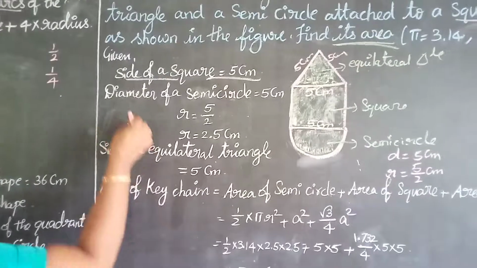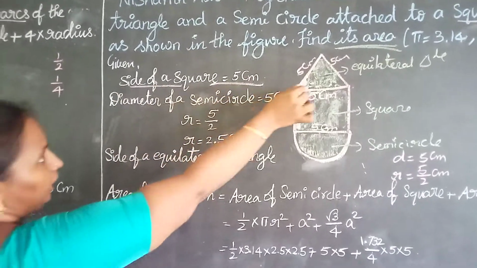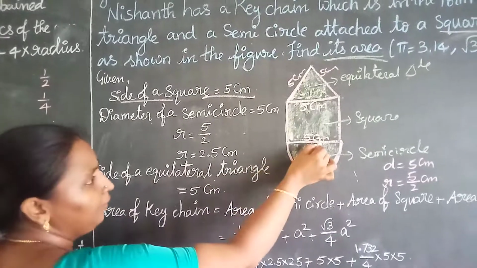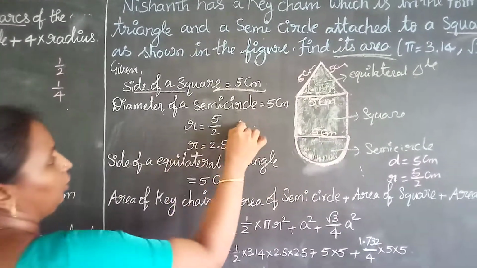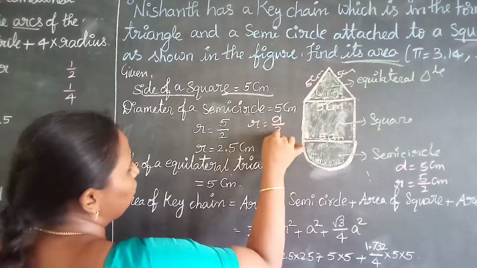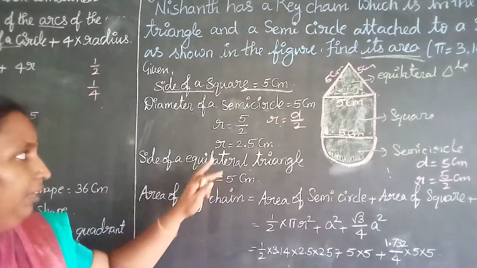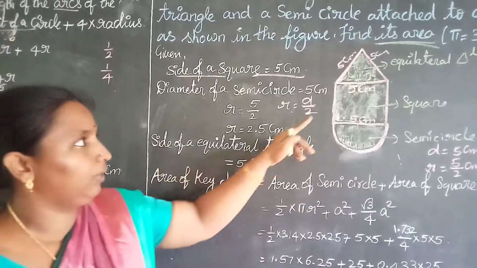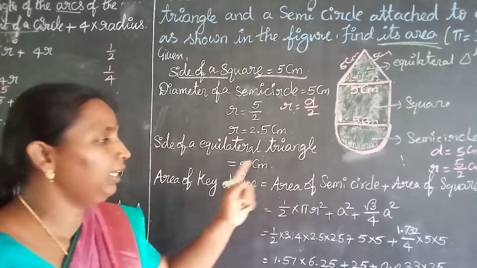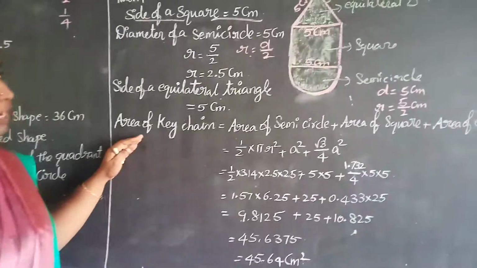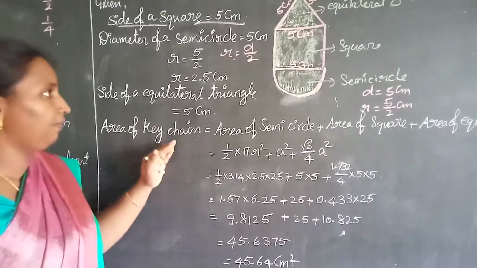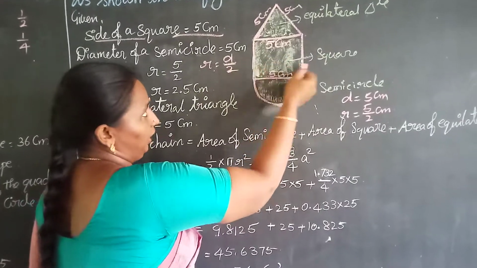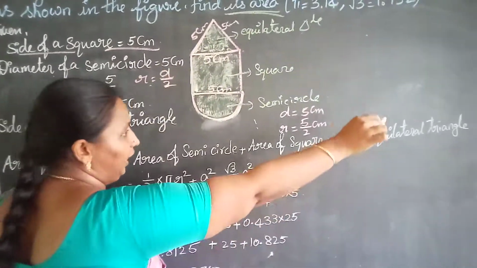Okay. So now move on to this. So given side of a square is 5 cm. Then diameter of semicircle will become 5 cm. R equal to, the formula, D by 2. That is 5 by 2. If you divide that, you will get R equal to 2.5 cm. So side of the equilateral triangle will be also 5 cm. Now we are going to find the area of the keychain. Area of keychain equal to area of semicircle plus area of square plus area of the equilateral triangle.